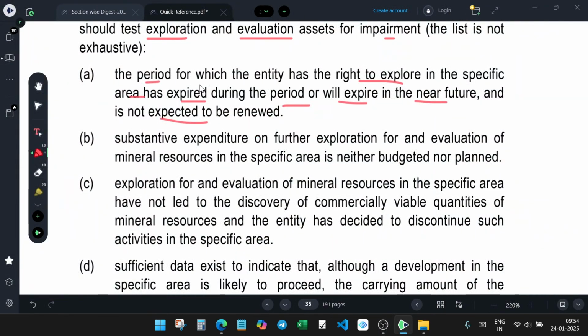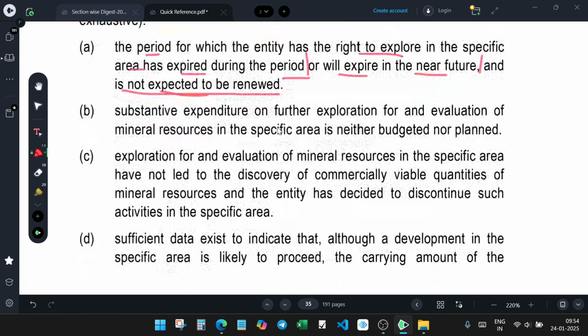The period for which the entity has a right to explore a specific area has expired during the period, or will expire in the near future, and it is not expected to be renewed. The tenure is going to expire at the end of the fourth year, or it expires at the end of the fifth year, and it's not possible to renew this contract. You're not able to renew.